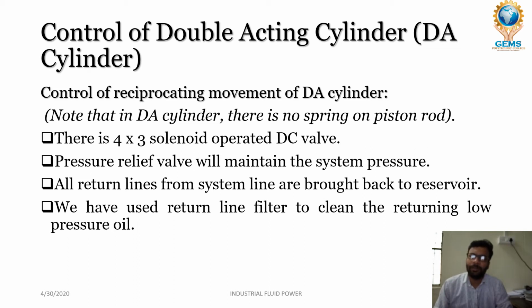The main difference between the double acting cylinder and the single acting cylinder is that in double acting cylinder there is no spring on the piston rod. But here there is a 4/3 solenoid operated DC valve, that is the direction control valve, and pressure relief valve will maintain the system pressure.